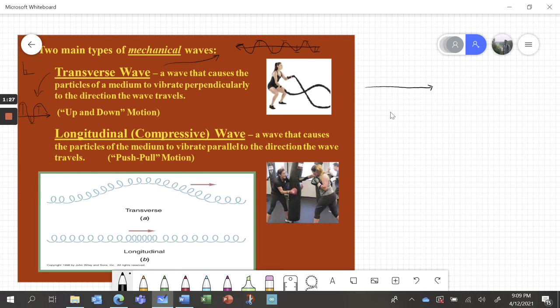the word perpendicular, if you've taken geometry, perpendicular means right angle. So what that is going to say is that, here's a right angle. What that means is that the wave, the energy is going to the right.